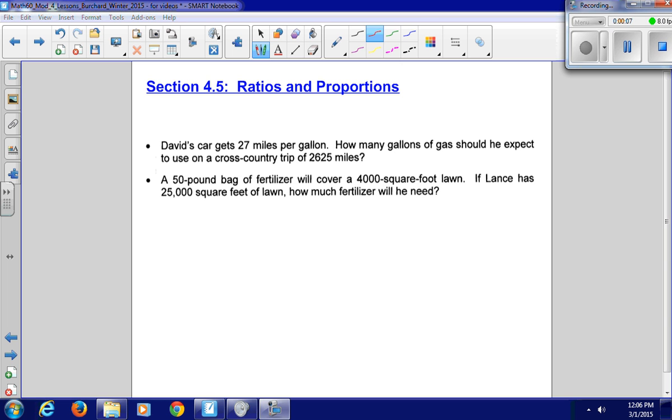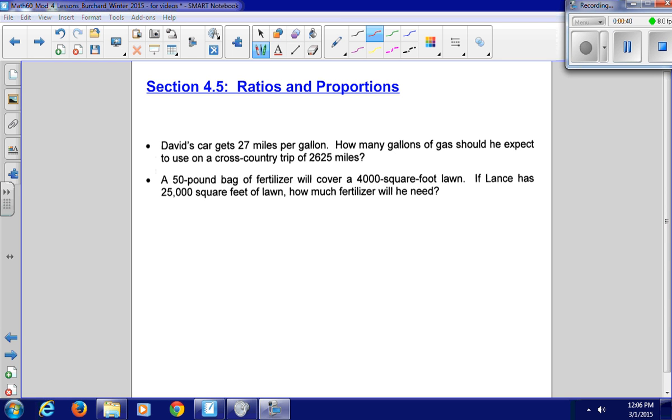In section 4.5, we're going to talk about ratios and proportions. These are incredibly important ideas in math, and they're very useful for solving all kinds of mathematical problems, both in math classes and out in the world where you apply math. So we're going to start off simply talking about what ratios are, what proportions are, and then we're going to do some applications of these ideas.